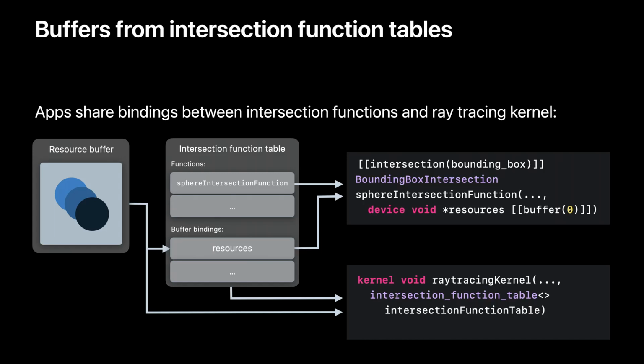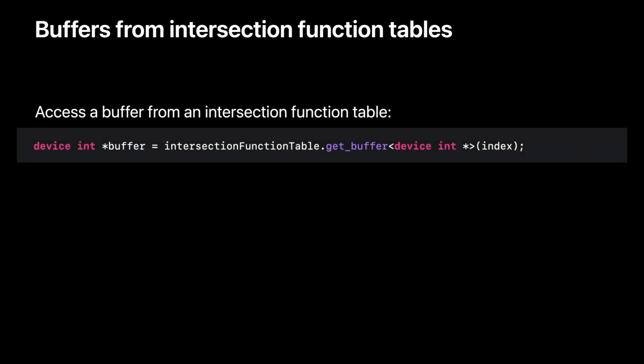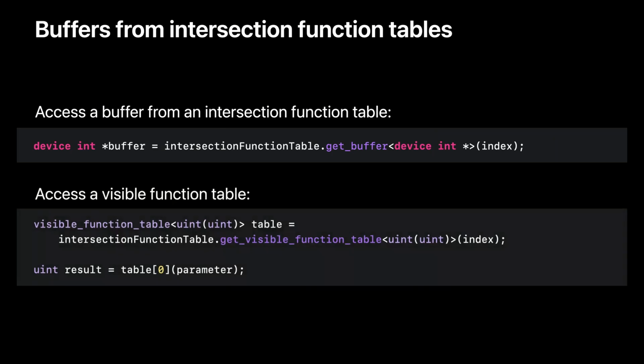With this new feature, you can save the effort of binding the buffer for the kernel and instead access it directly from the intersection function table. You can do this by calling the getBuffer method on the intersection function table, providing its pointer type. You can also access visible function tables by their function type.